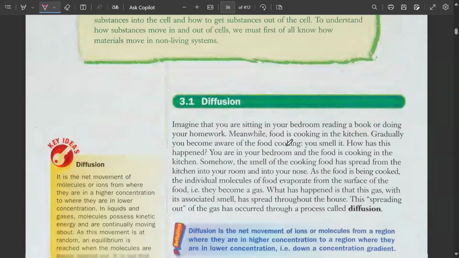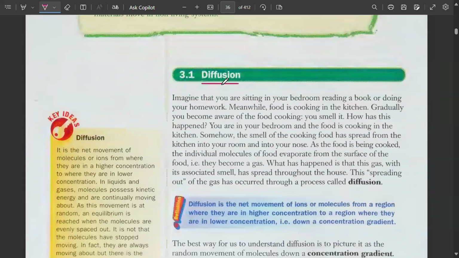So let's start with diffusion. Imagine that you are sitting in your bedroom reading a book or doing your homework, and meanwhile the food is cooking in the kitchen. What will happen is that slowly the smell of the food is going to reach you. You are going to be aware of the food cooking, and because you can smell it, the food traveled from a region of higher concentration towards you, you were in a region of lower concentration. Somehow the smell of the cooking food has spread from the kitchen into your room and into your nose.